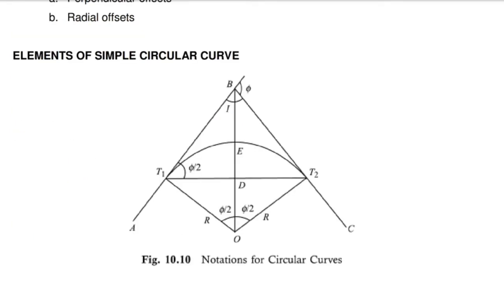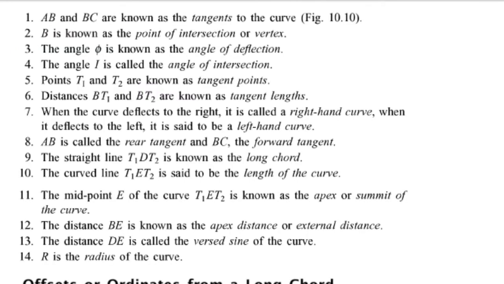Figure 10.10 shows you notations for circular curves. 1. AB and BC are known as the tangent to the curve. 2. B is known as the point of intersection or vertex. 3. The angle phi is known as the angle of deflection. 4. The angle I is called the angle of intersection. 5. Points T1 and T2 are known as tangent points. 6. Distances BT1 and BT2 are known as tangent lengths.